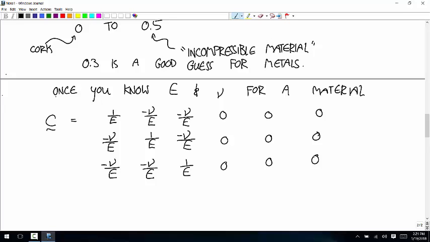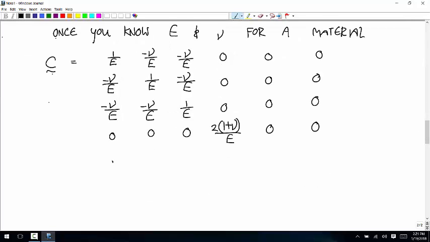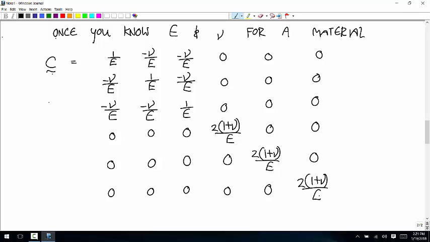Now we're getting to the rows that determine the relationship between the shear stresses and the shear strains. And so those have the zeros here, 0, 0, 0, and then 2 times the quantity 1 plus nu over E, 0, 0. And then the same thing with that one non-zero value moved over to the fifth column, 2 times 1 plus nu over E, 0. And then 0, 0, 0, 0, 0, 2 times the quantity 1 plus nu over E.